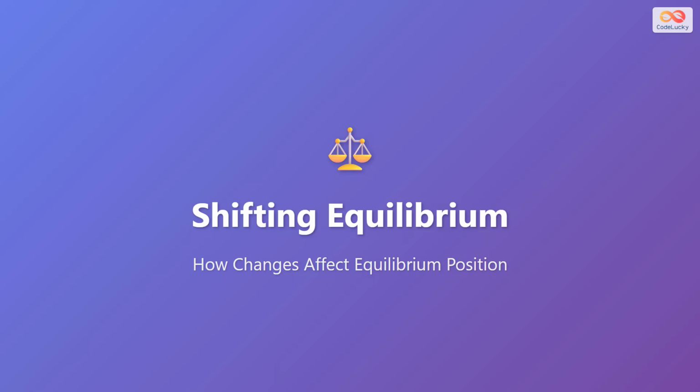Welcome to this lesson on shifting equilibrium. In chemical reactions that reach equilibrium, the system doesn't remain static when conditions change. Instead, the equilibrium position shifts in response to disturbances. Today, we'll explore how three key factors, concentration, temperature, and pressure, can cause equilibrium systems to shift and adjust their balance between reactants and products.